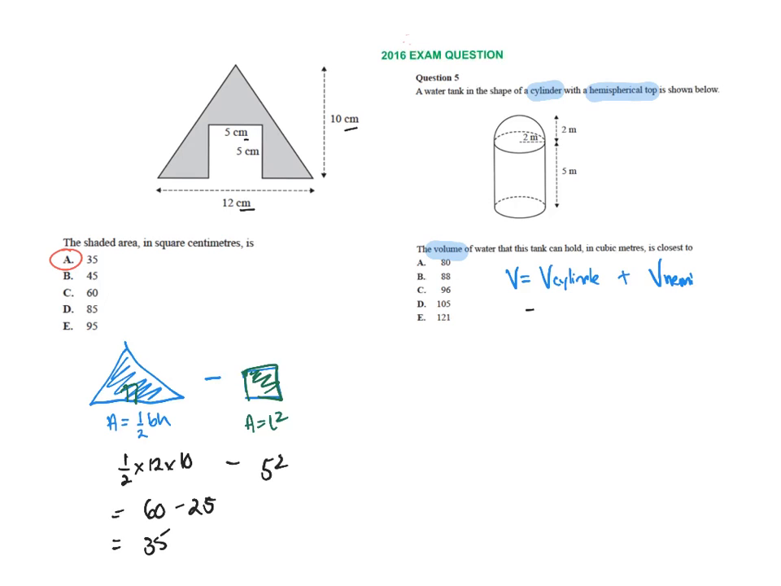So then you go and get the formulas for them. So it's pi r squared times height for the cylinder, plus 2 over 3 pi r cubed. Be careful with that one, the r is cubed. So then you pop in your data.